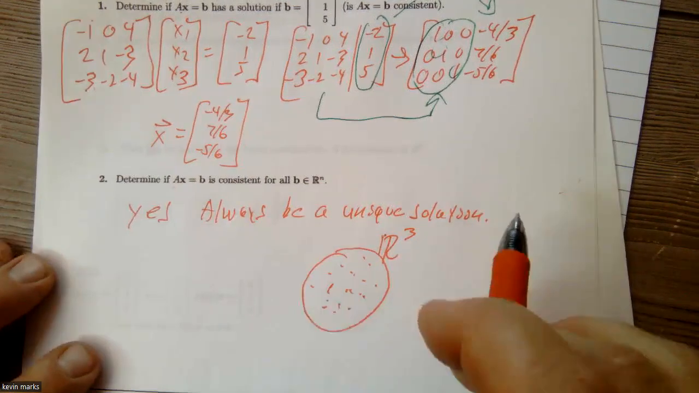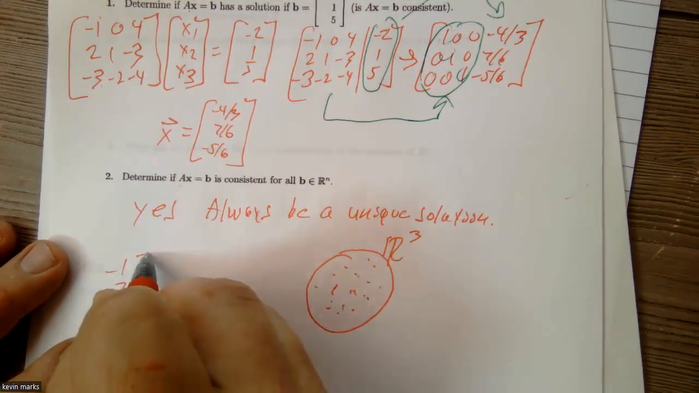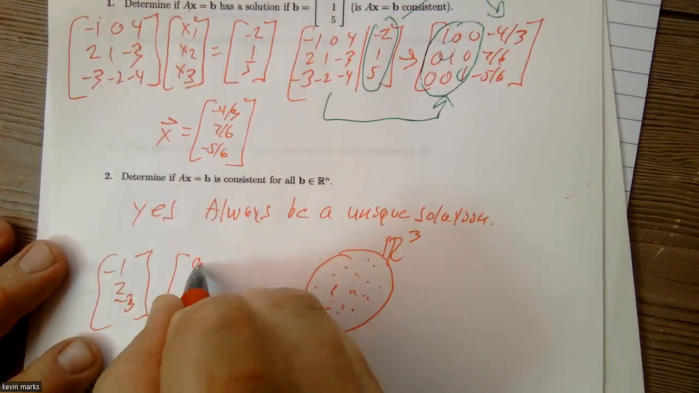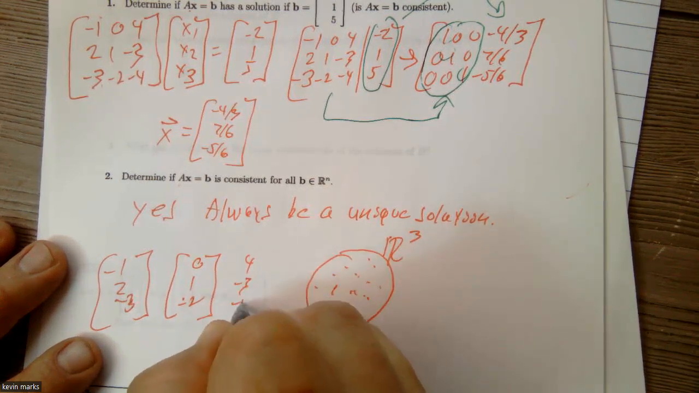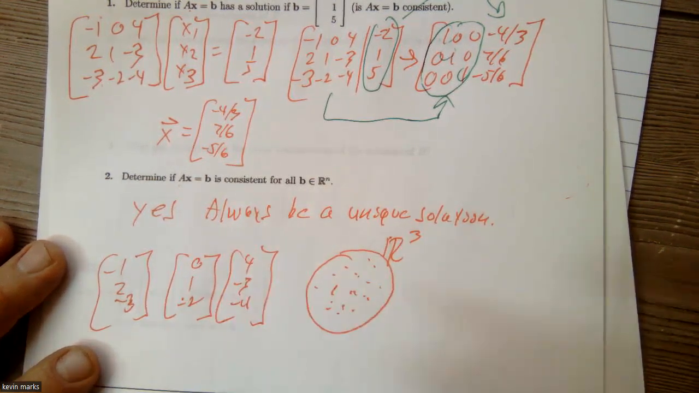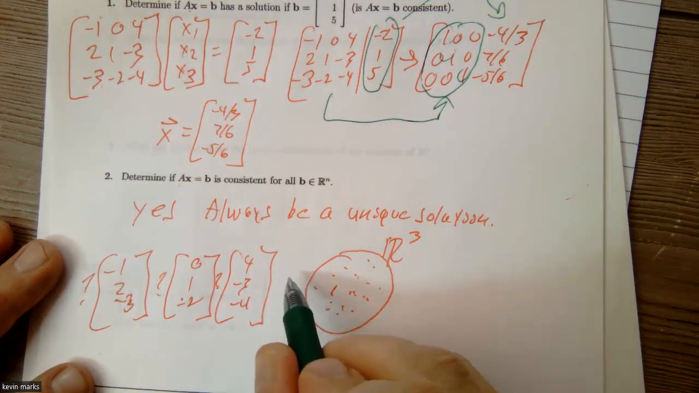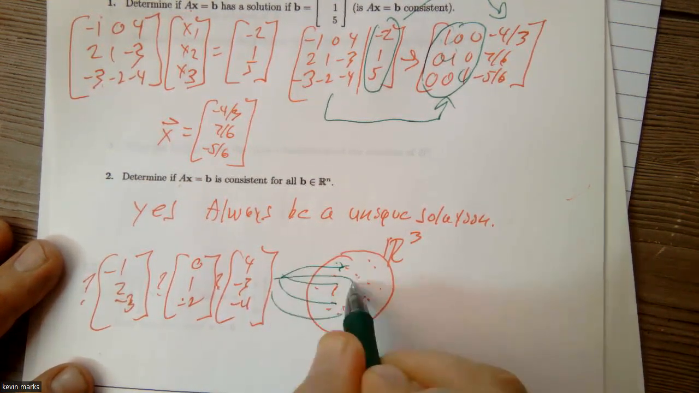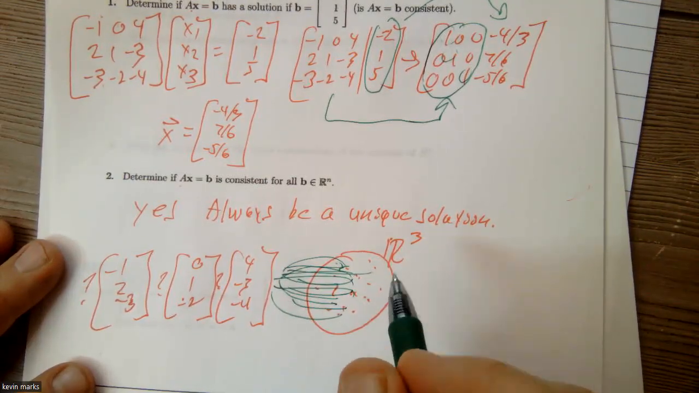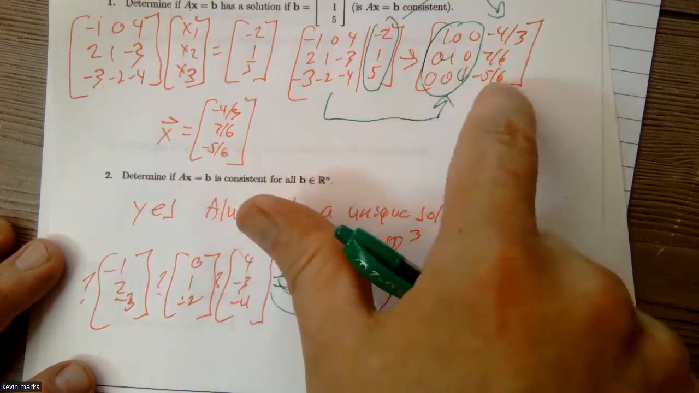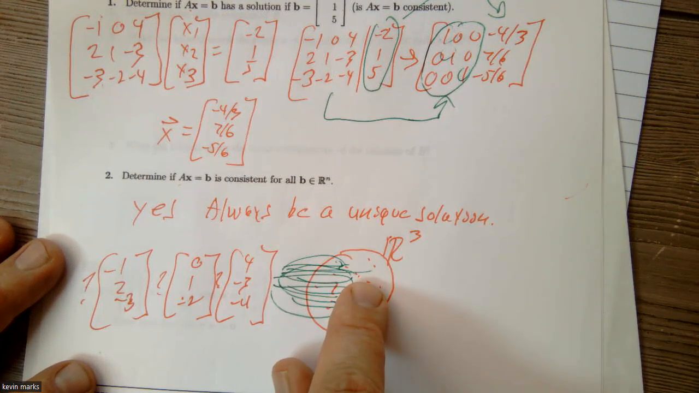Okay. What I'm saying is, if I took this -1, 2, -3, and 0, 1, -2, and this 4, -3, -4. Is it possible to come up with some number here, some number here, some number here, that the result can generate every single one of these in some way, shape, or form? Yes, that's the point. Because no matter what you set it up with, you will always end up with a unique solution. That means it can get to all of them, right?